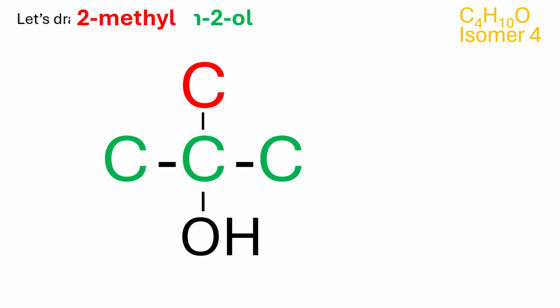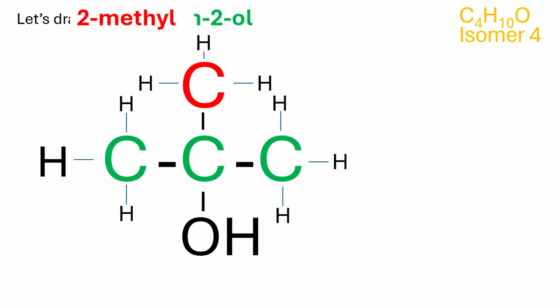In this case, since propane-2-ol has only 3 carbons, it doesn't matter whether you start from left to right or right to left, because both the OH and the methyl group are right in the middle, and filling up with hydrogens completes the structure. So when you can recognize and name the structure, it makes it much easier to draw one yourself.